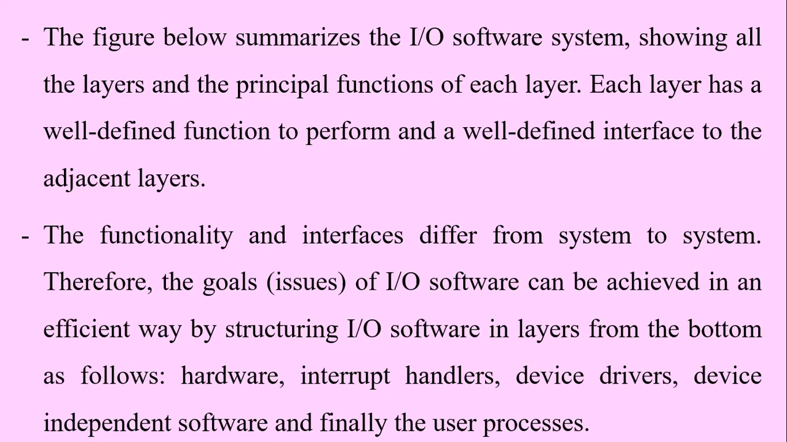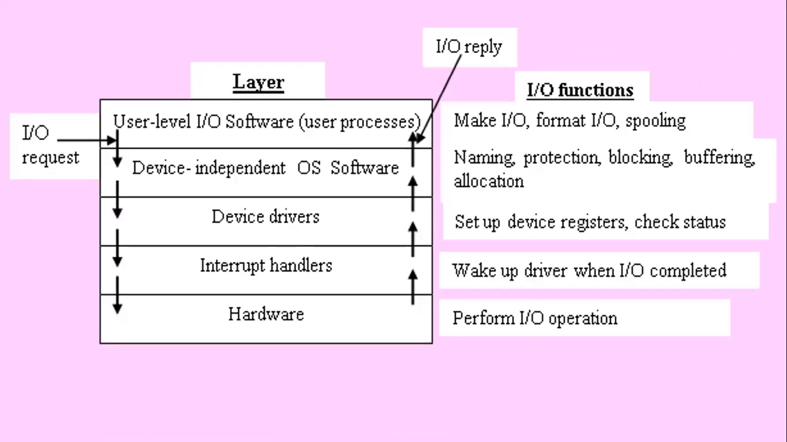Therefore, the goals or issues of I/O software can be achieved in an efficient way by structuring I/O software in layers from the bottom as follows. At the lowest layer, we have the hardware layer, followed by interrupt handlers, then device drivers, device-independent software, and finally, we have the user processes. These layers can be illustrated as follows.